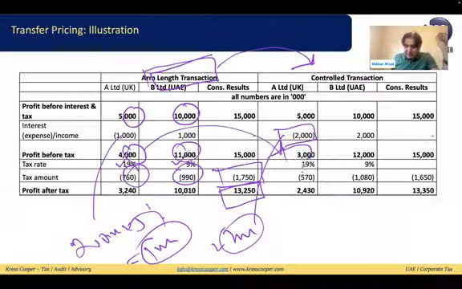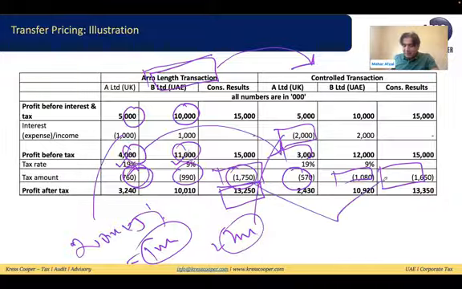The UK company is now paying tax to the government of 570. Here it was paying 760. The UAE company is paying a bit more tax. At the end, the total tax of A Limited, the consolidated group, parent company, whatever you want to name it, is 1650. Here they were paying 1750. By controlling this transaction, they have saved tax.